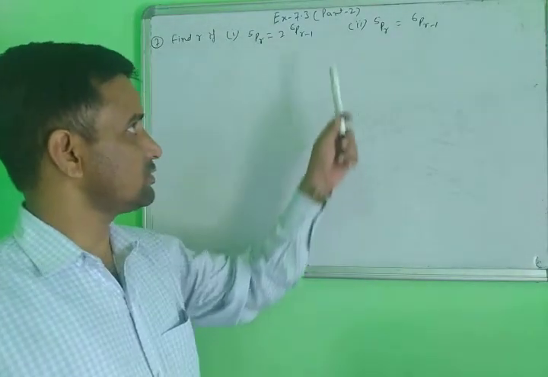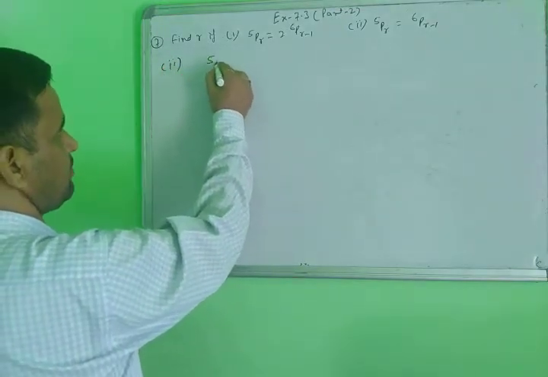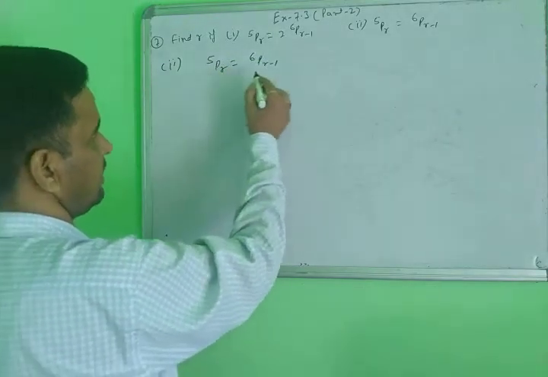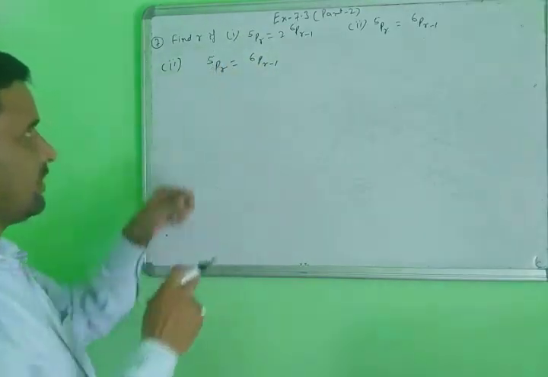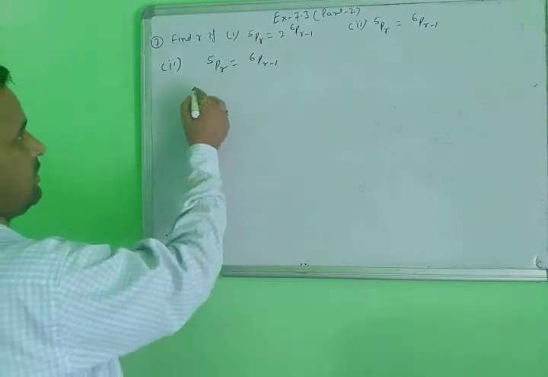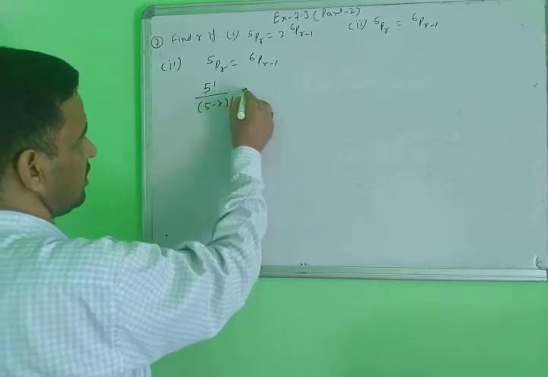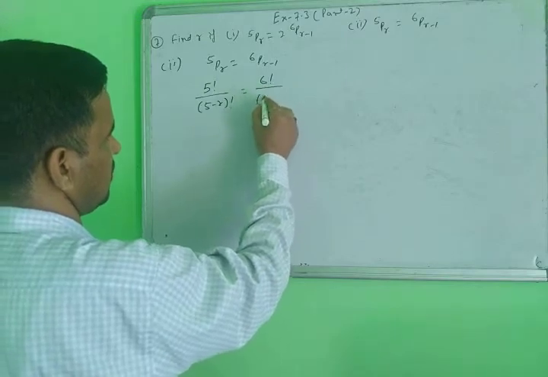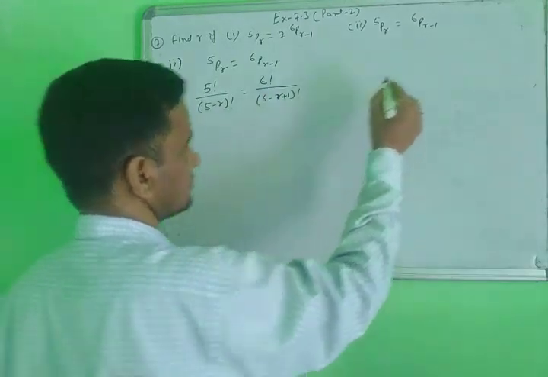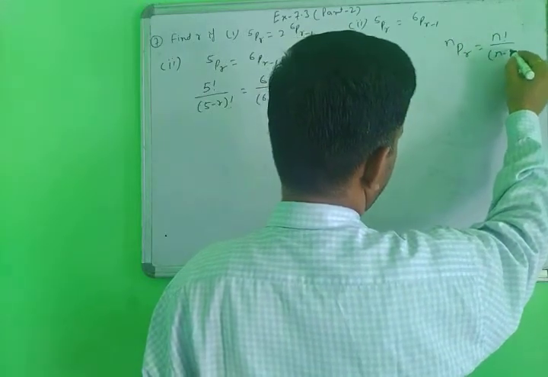Yes, then next we will solve the second part here. Second part, 5Pr equal to 6P(r minus 1). Same thing here, n here is 5. Then every value of r will be less than or equal to 5. Then factorial 5 upon 5 minus r factorial equal to factorial 6 upon 6 minus r plus 1 factorial, because same n here, nPr equal to factorial n upon n minus r factorial.